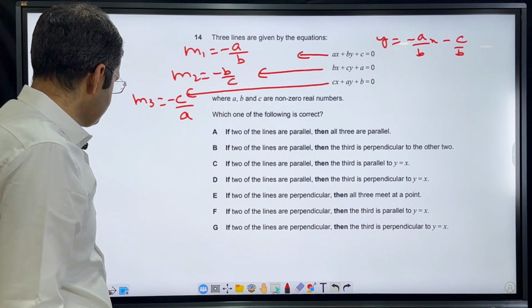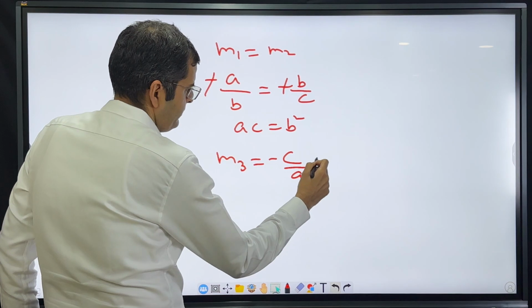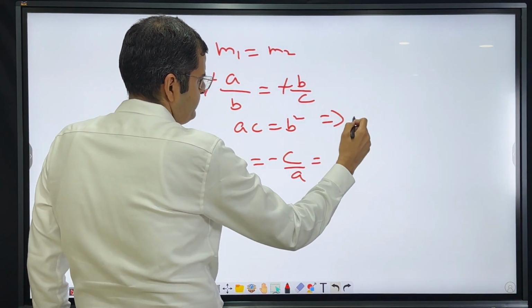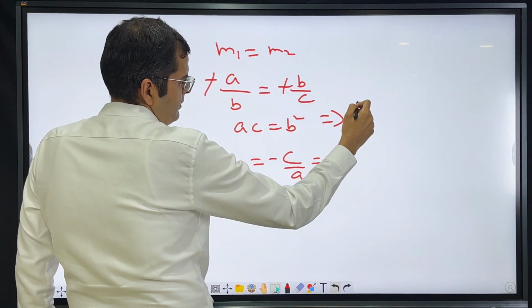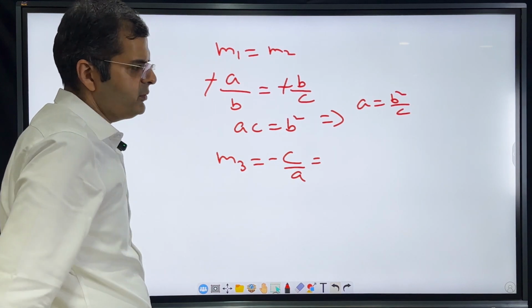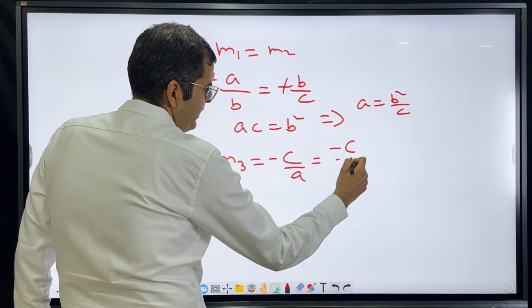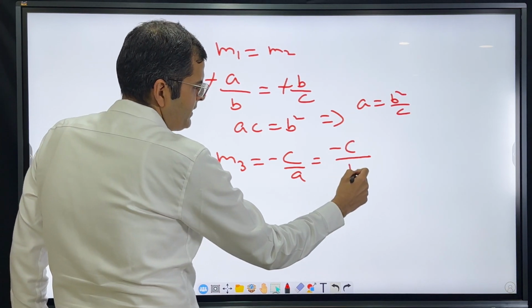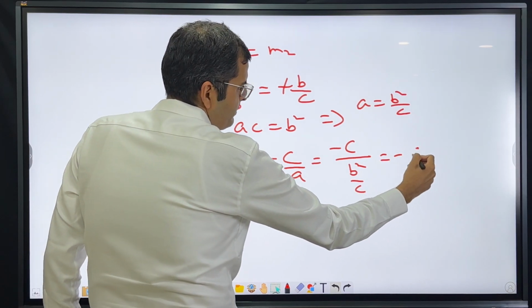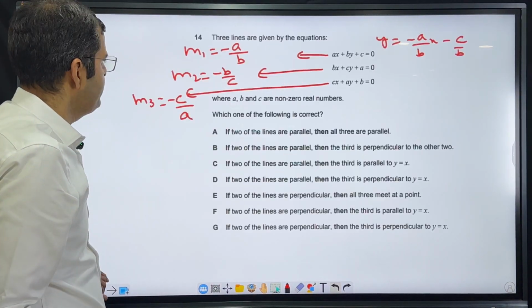Now m3 is minus C upon A. From here I can write A is equal to B square upon C. So I can write minus C upon A as minus C divided by B square by C. This C goes up, and this becomes minus C square upon B square.